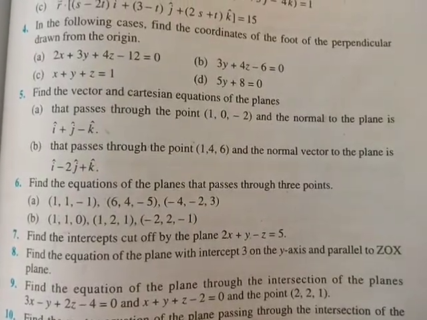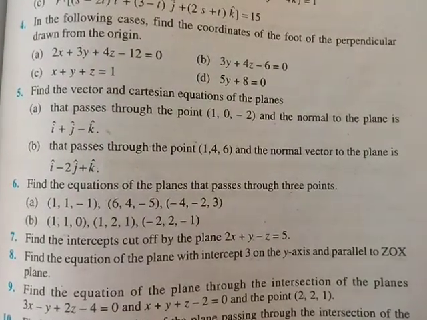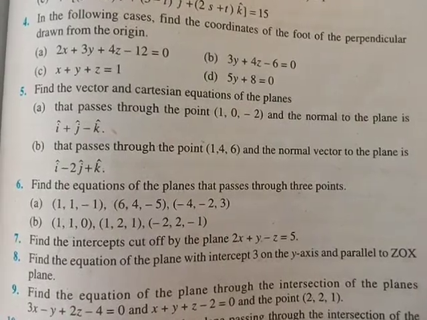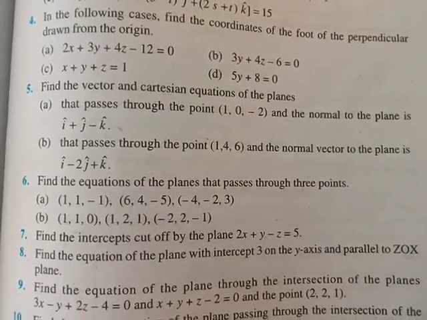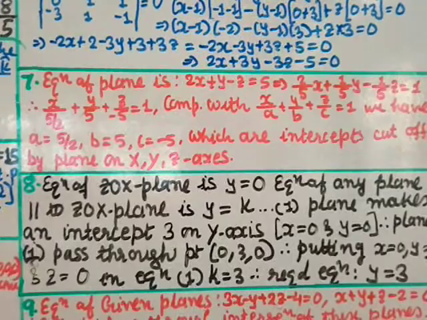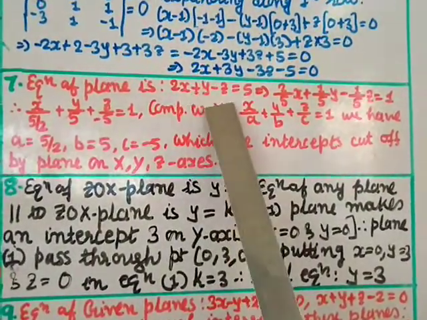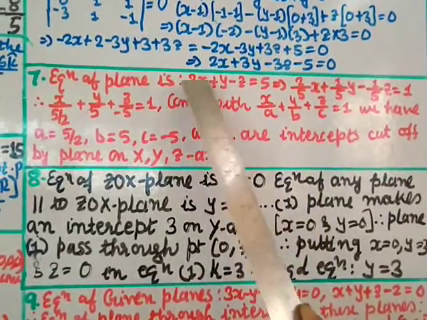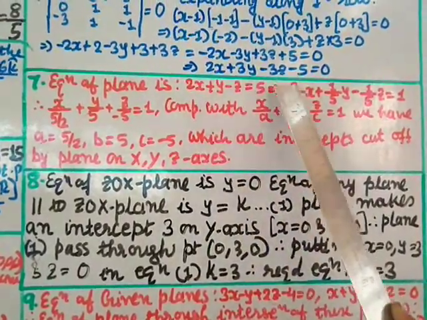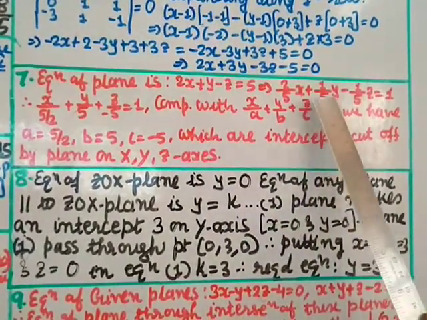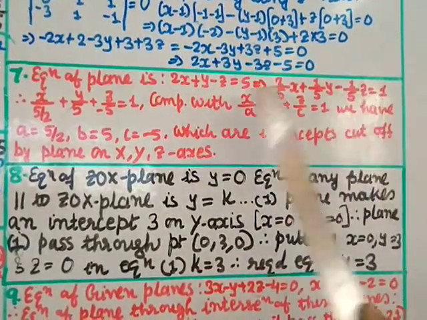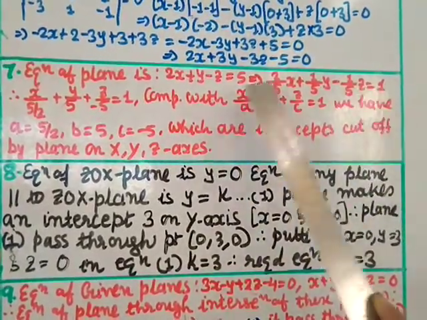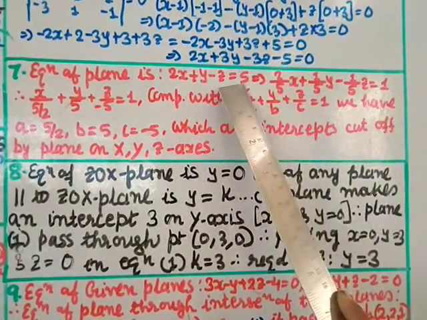Question number 7. Find the intercepts cut off by the plane 2x plus y minus z equal to 5. Equation of the plane is 2x plus y minus z equal to 5. Okay, here the right side should be 1. So I divide each term by 5. So here 2 by 5 into x plus 1 by 5 y minus 1 by 5 z, equal to, here divide by 5, so 1. 5 by 5 is 1, right?